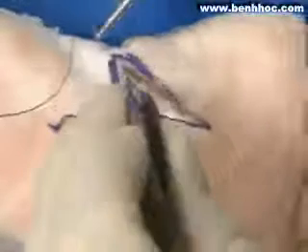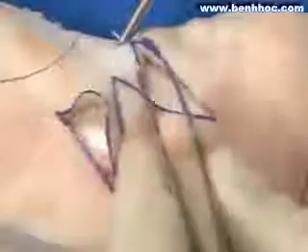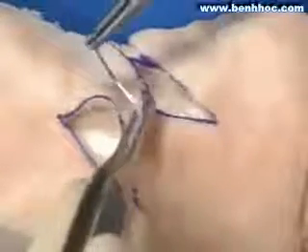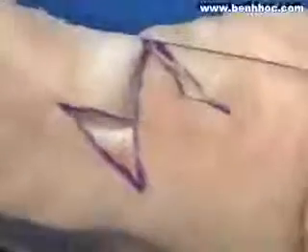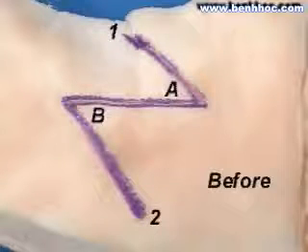The corner stitches are placed into each flap first to transpose them. Remember, always transpose the Z-plasty. If it closes as it was initially incised, then it will have no effect. The limbs of the Z-plasty are closed with multiple sutures.